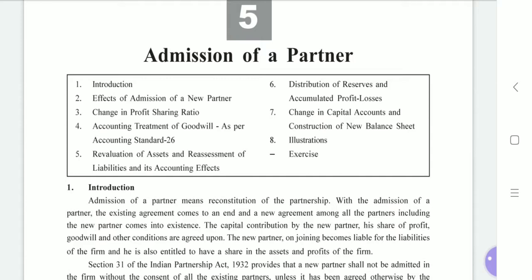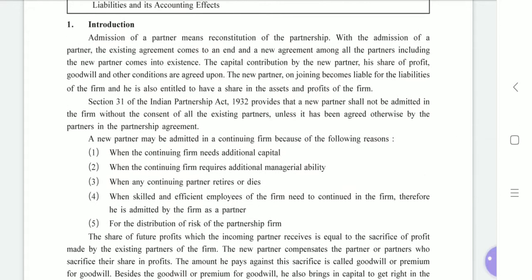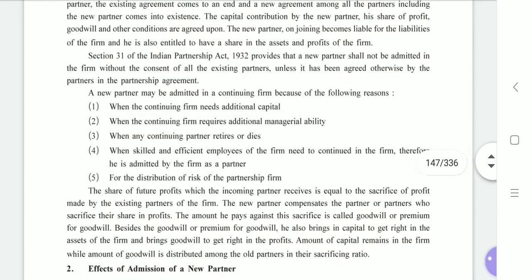Say for example, there are two partners, that is A and B. C is a person who is going to be admitted in the ongoing partnership. So, this is admission of a new partner. A partner can be admitted in a continuing firm because of several reasons which are given below.